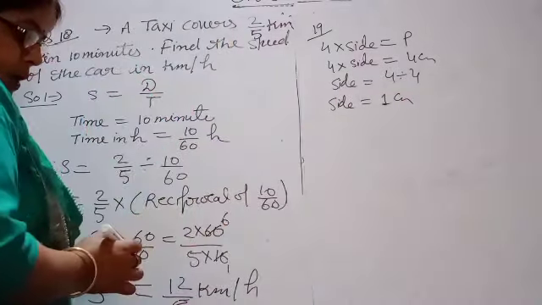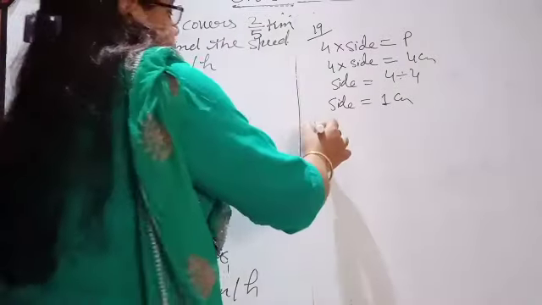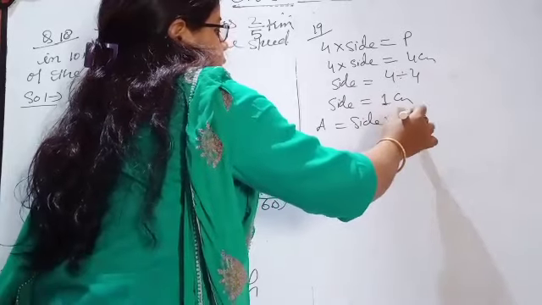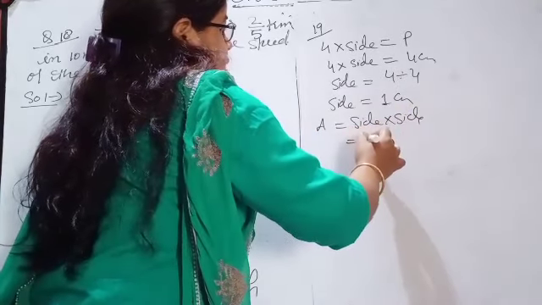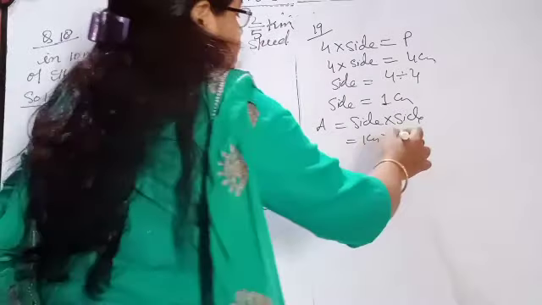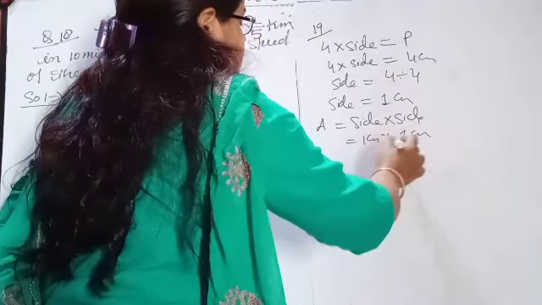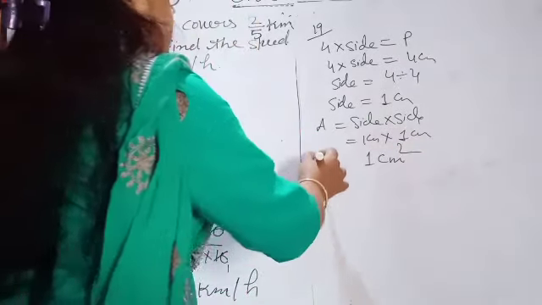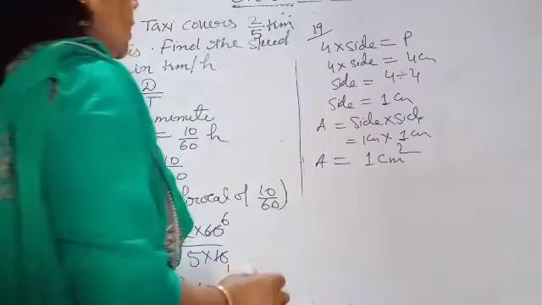So now you can find the area. Area is equal to side into side, and the side is 1 centimeter. Meter or centimeter? Centimeter. Multiplied by 1 centimeter. 1 times 1 is 1, centimeter into centimeter is centimeter square. So the area will be 1 centimeter square.